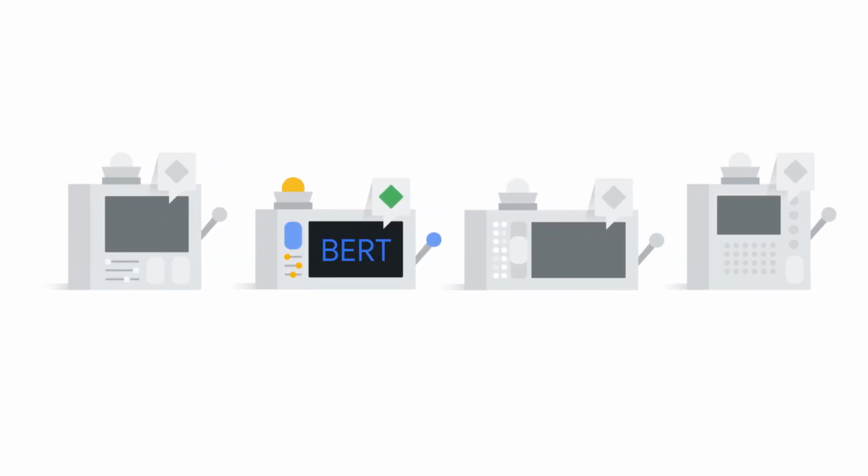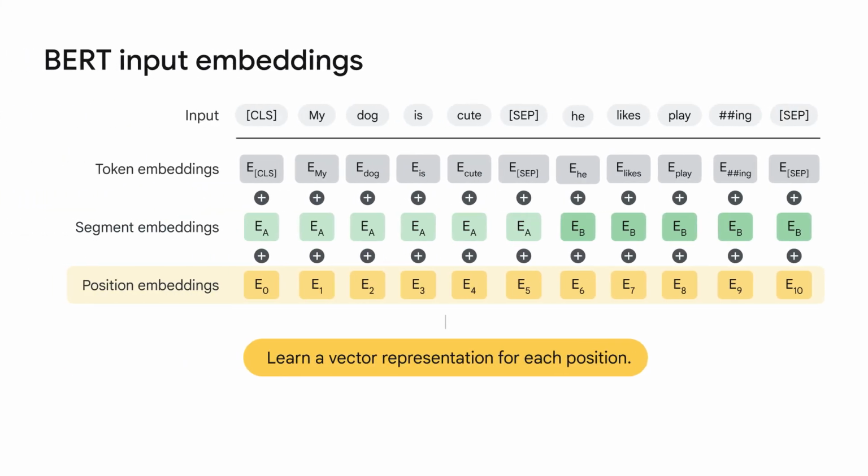Multiple models have been trained based on the Transformer architecture since it was published. BERT is the most popular model. The major difference is that BERT considers the order of the words in a sentence, but Transformer doesn't. The position embeddings incorporate the order of the input sequence, which allow BERT to learn a vector representation for each position.